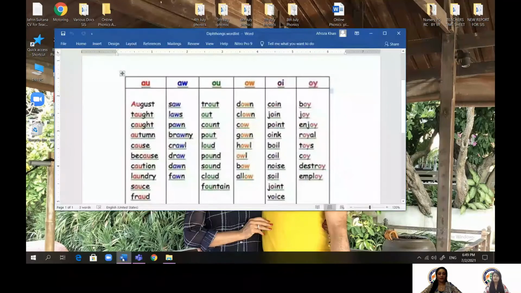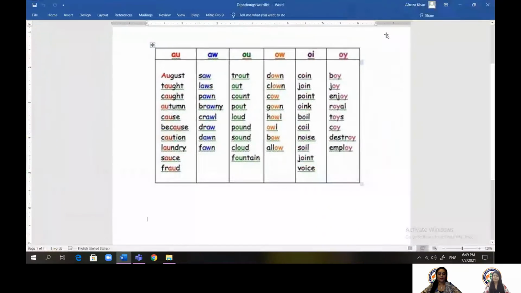Okay, so here you are. I have a and u together making a sound, like August. You can hear the a in the middle, and then taught, caught, autumn, cause, because, caution, laundry, sauce, fraud. All these red highlighted words are the diphthong.